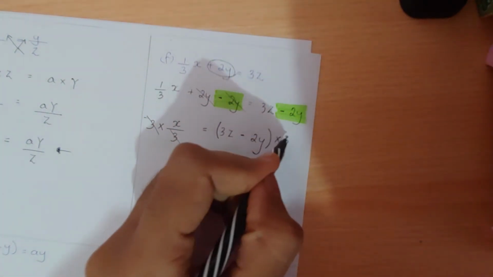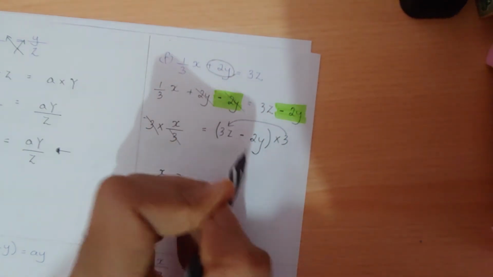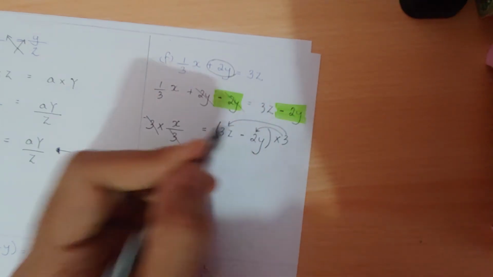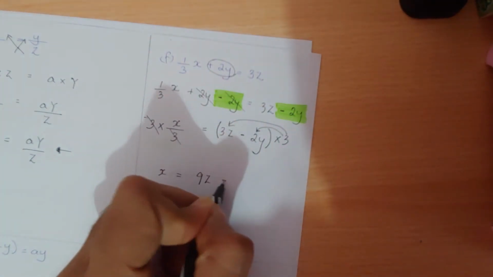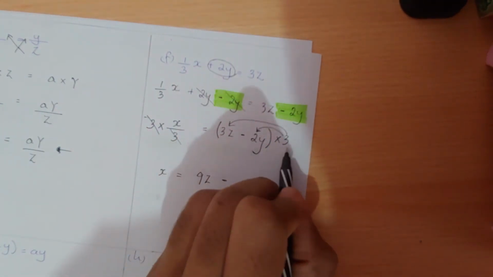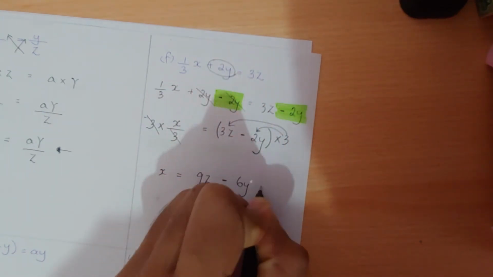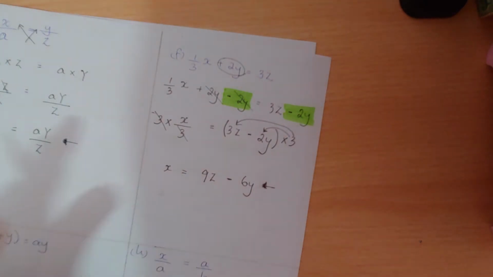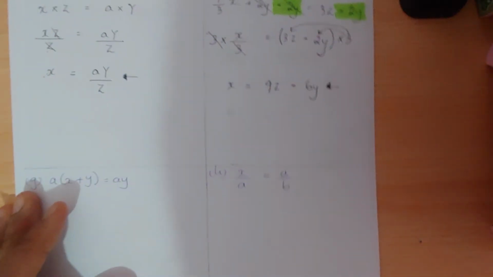And here, I just expand. 3 times 3z is equal to 9z. Et 3 times 2y, donc j'ai le minus, je le mets là. 2y times 3 is equal to 6y. OK? And here is my answer. Part G.